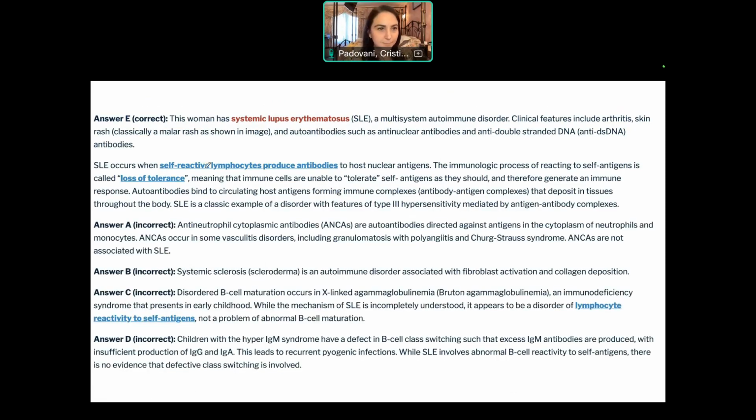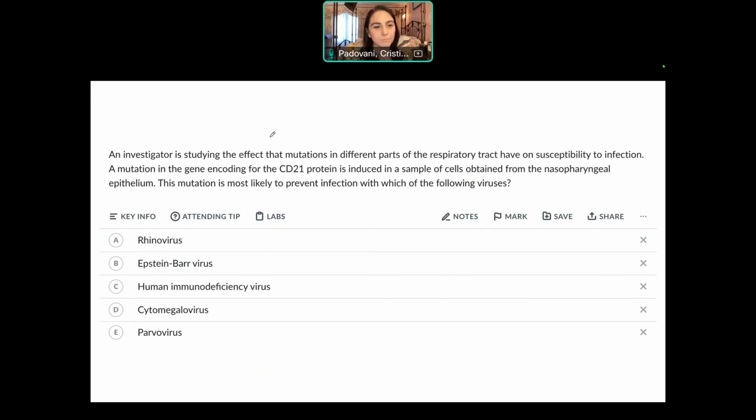Cool. All right. So it's saying that this is loss of tolerance because this is an autoimmune disease. So you have self-reactive autoimmunity. Cool. All right, pause everybody.